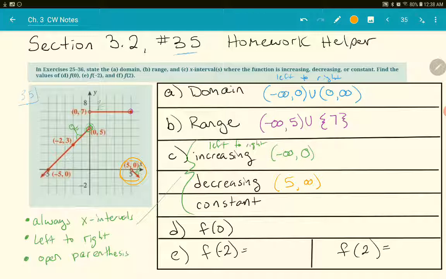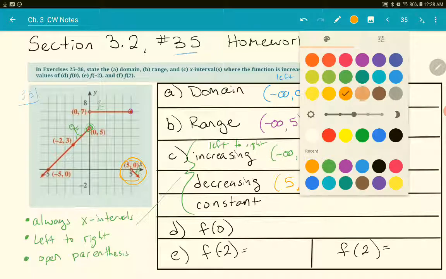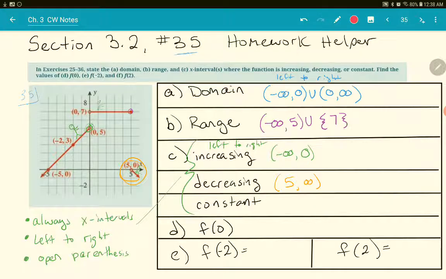And it's constant. I don't know what color to use. On this line over here. All right, he's walking on a sidewalk. He's not going up or down. He's just constant, and it's a constant value at an elevation of 7. So he is constant on that x interval.